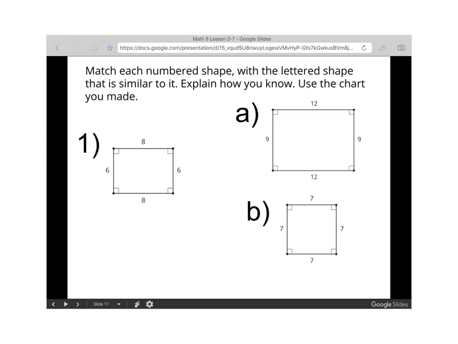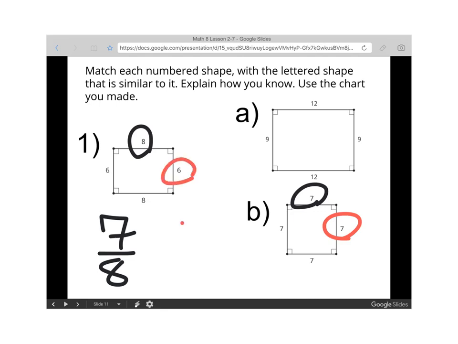If we looked at B, comparing side lengths of 7 and 8, we can write that as a fraction, 7 over 8. And the other side lengths, 7 over 6, we can already tell that those are not going to be equal. And that's why B is ruled out.